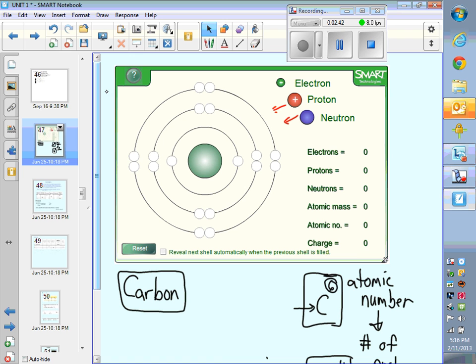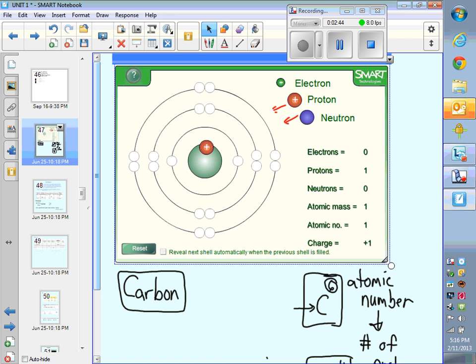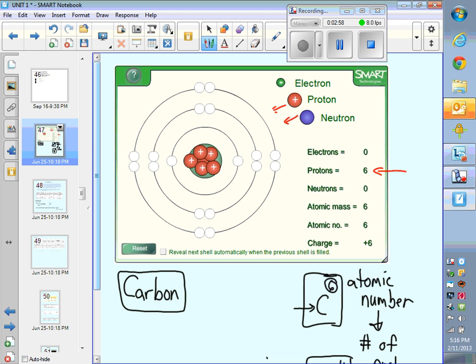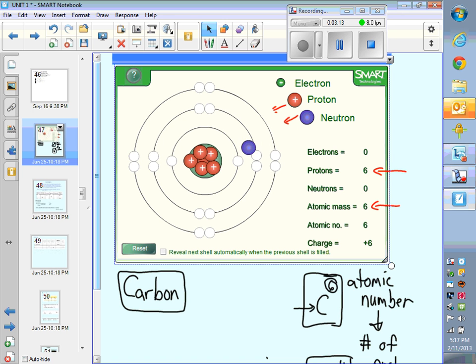So let's watch what happens if we build this guy up. For carbon, we put 6 protons in the nucleus. So there's 1, 2, 3, 4, 5, 6. Now you see this is updated. It says 6 protons hanging out there, and the atomic mass, according to this calculation, is now 6. Well, if I look at carbon again, that number 6 in the periodic table, it says it has a mass of around 12. So it must have a bunch of these neutrons in there to make it heavier.